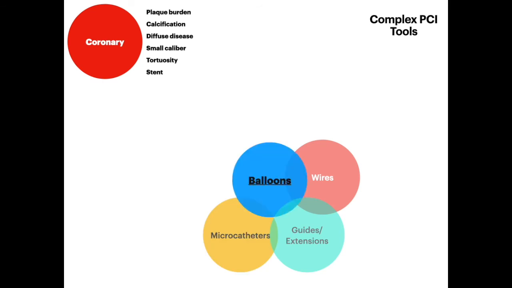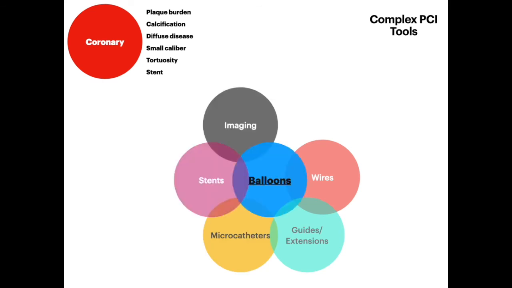So to conclude, the tools that we need for complex PCI include the guide catheter extensions, the wires, the microcatheters, the balloons, the imaging, the stents, and the debulking. But the balloons remain in the center of your tools for complex PCI, and you need to have on your shelf a good CTO balloon that's able to cross even in difficult situations, in uncrossable lesions, and through the struts of a stent into the side branch, and this might be the life-saving.